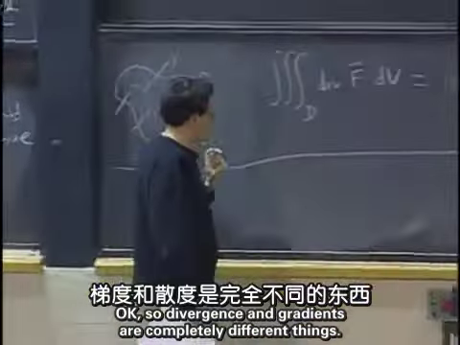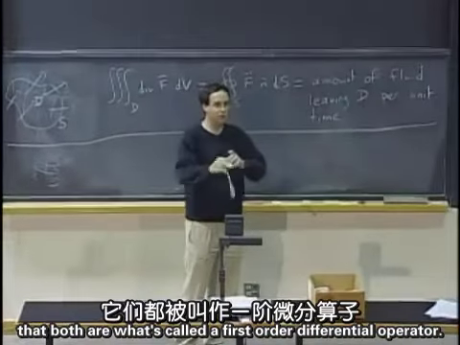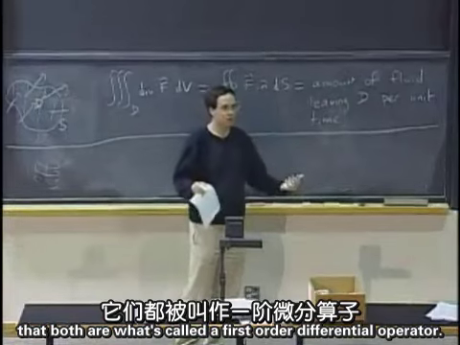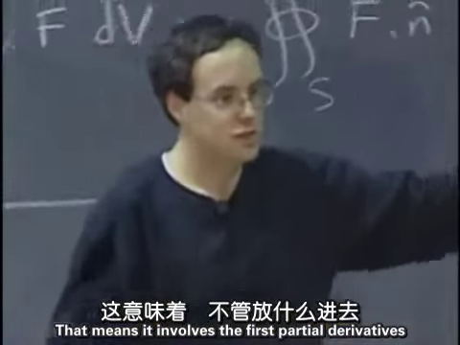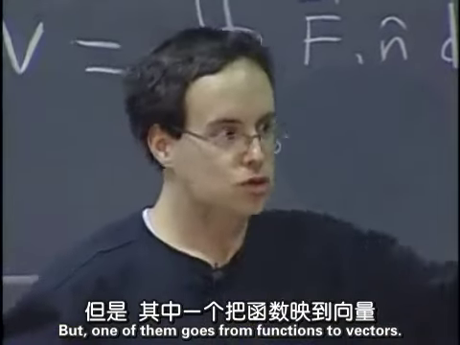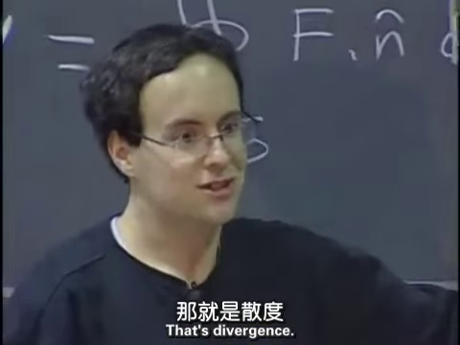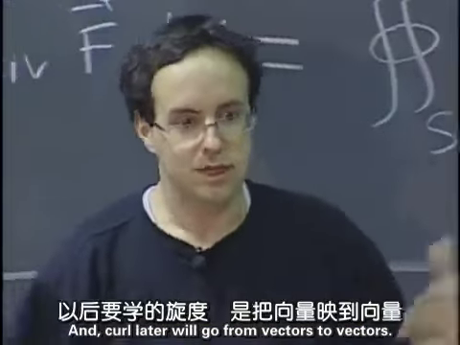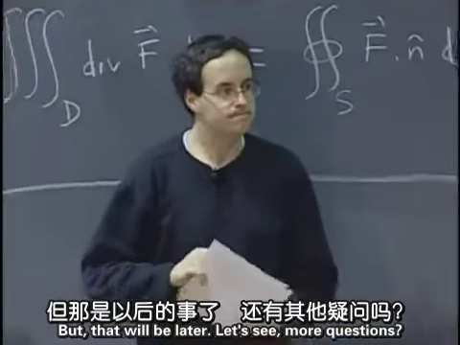So divergence and gradient are completely different things. The only thing they have in common is that both are what's called a first-order differential operator. That means it involves the first partial derivatives of whatever you put into it. But one of them goes from functions to vectors, that's gradient. The other one goes from vectors to functions, that's divergence. And curl later will go from vectors to vectors, but that will be later.